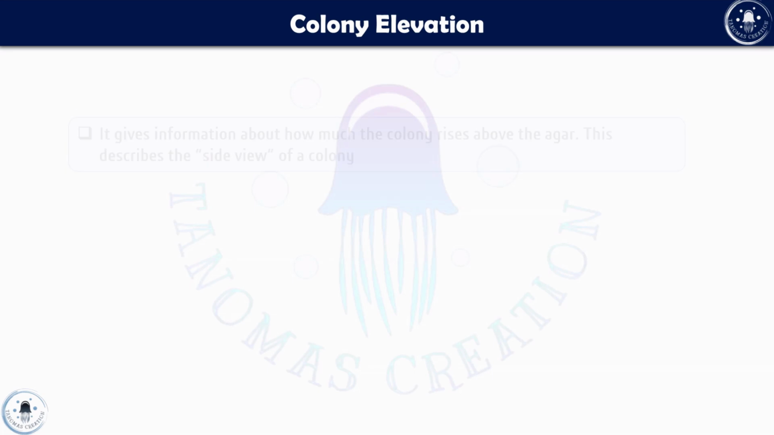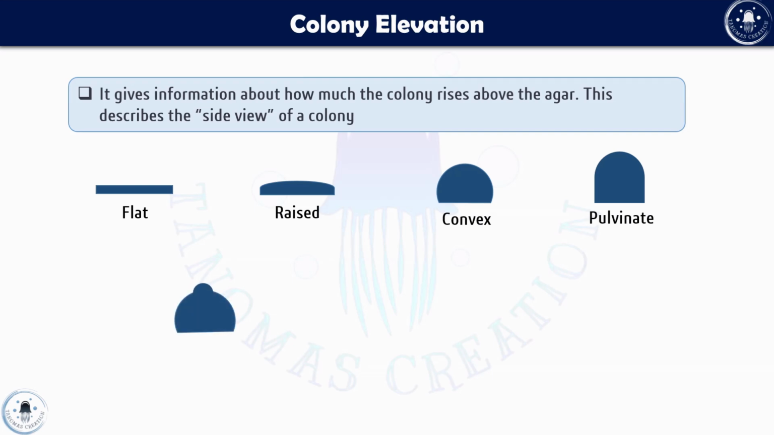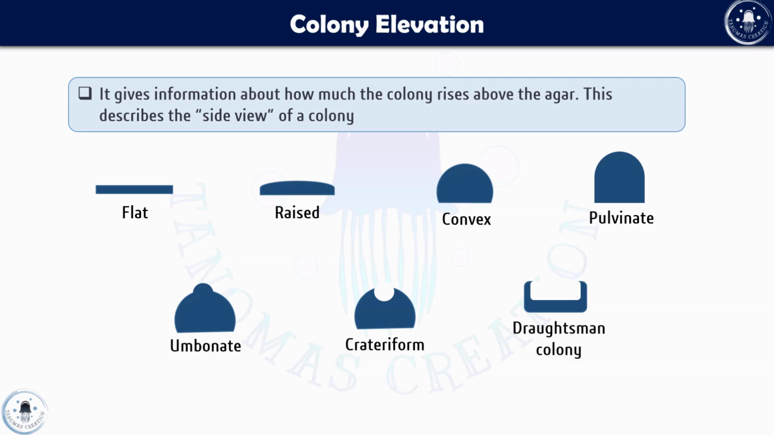Then comes colony elevation. This gives information about how much the colony has risen above the agar. To see this, you need to tilt your agar plate and look from the side view to find the elevation of the colony. Therefore, it is also described as the side view of the colony. These are basically of seven types. First is flat, then raised, then convex, then pulvinate, ambonate, crateriform, and the last one is Drotsman colony.